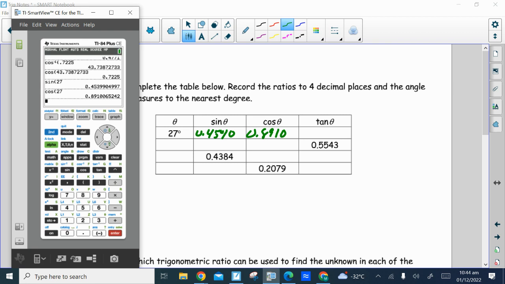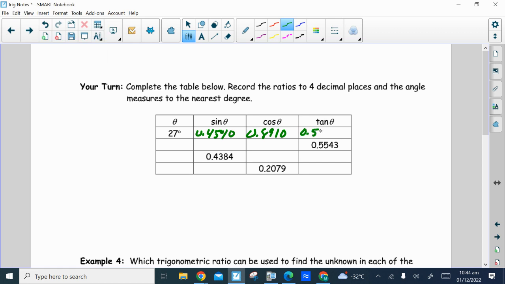And then finally, we want the tangent of 27 degrees, 0.5095 to 4 decimal places. So just using the calculator.